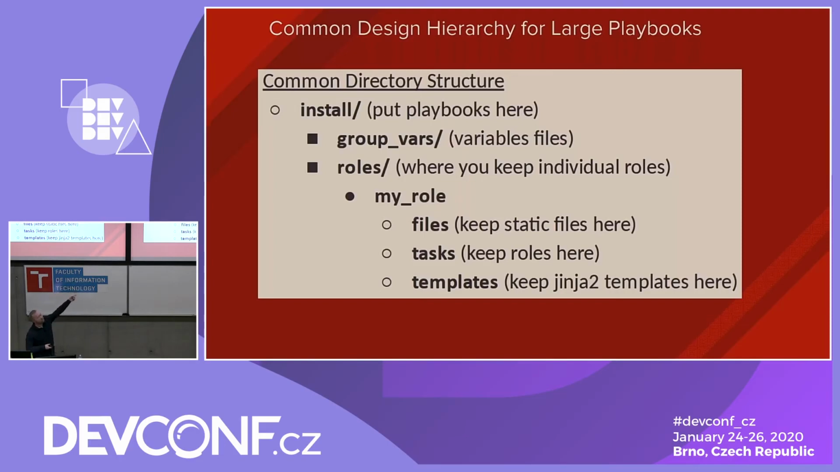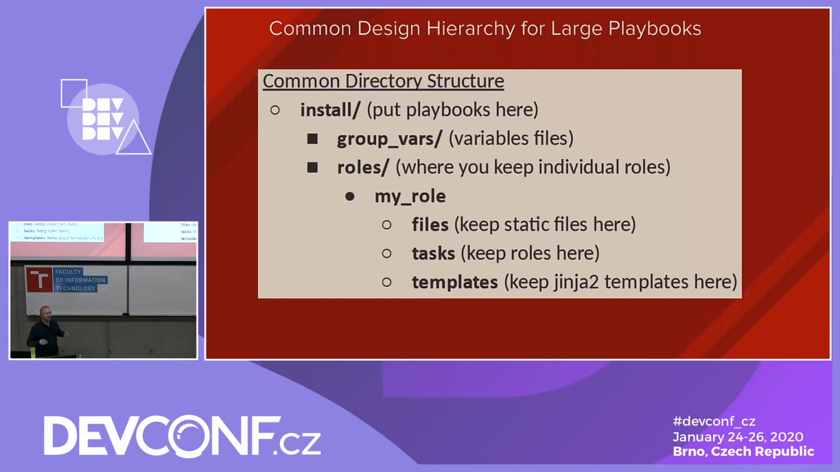Group_vars is where I put my variable files. And then I have a roles directory directly under install. And underneath my role, I tend to just have files, tasks, and templates. Again, there's no right or wrong way to do it. If you just have a simple playbook, you don't even need any of the structure. But you should count on the fact that your playbook's going to grow over time. People are going to start using it. They're going to have more needs. They're going to request, it'd be really cool if you could do this thing. And this thing turns into 20 other things.